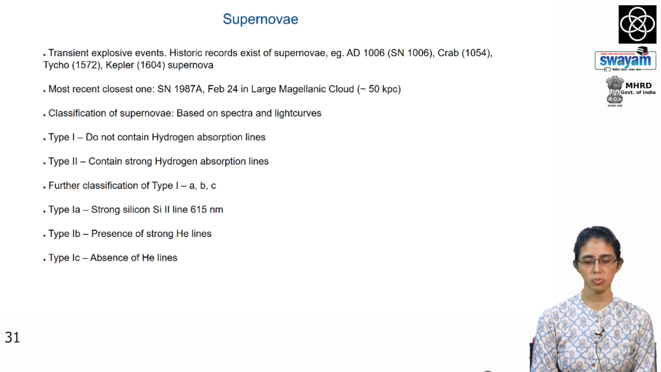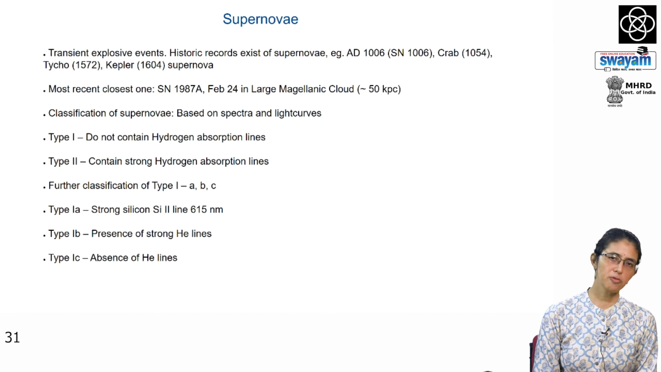For example, the supernova in 1006, that is called AD 1006 supernova, then the Crab supernova which happened in 1054 AD, and the most recent closest supernova was the supernova 1987A. A represents the first supernova of the year. This happened in the Large Magellanic Cloud, which is an irregular galaxy, our neighbor, located around 50 kiloparsecs from us.